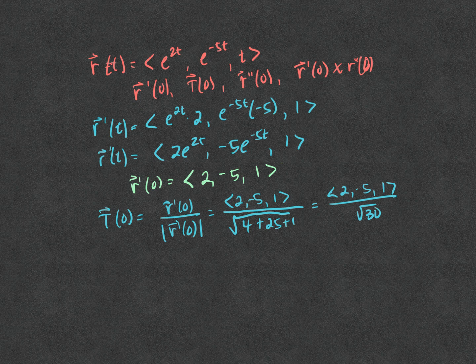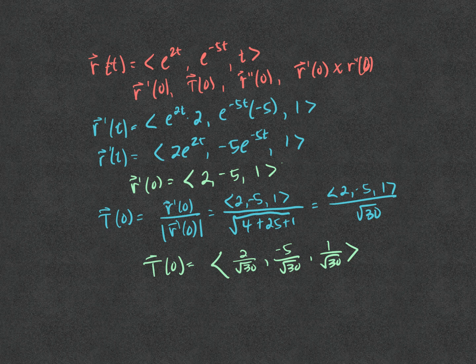So this means T of 0. Let's go ahead and write it nicely here. T of 0 equals the vector 2 over the square root of 30, negative 5 over the square root of 30, and 1 over the square root of 30. Remember, this is your unit tangent vector, so it's nice and pretty.